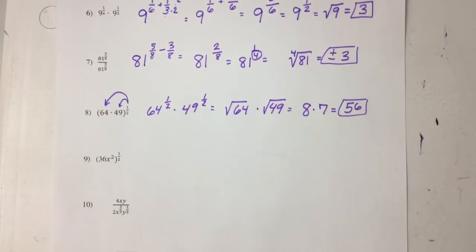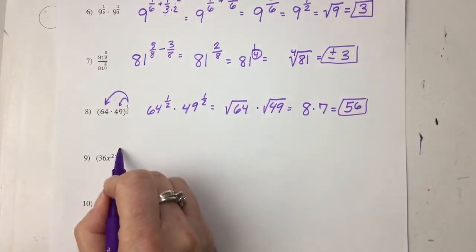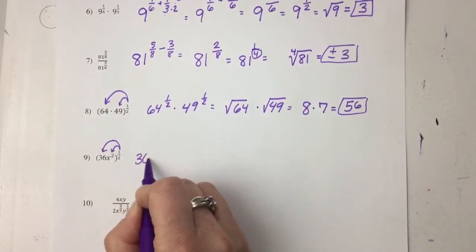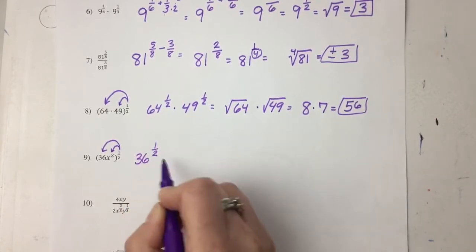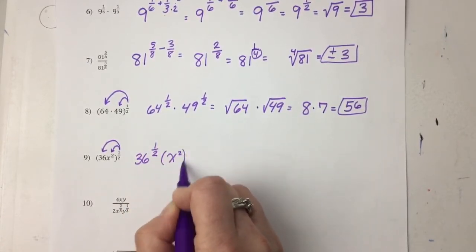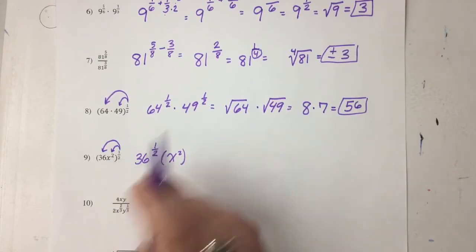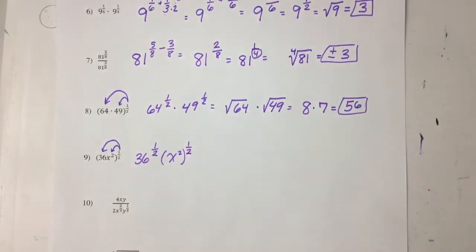Now we're on to number 9, almost double digits. This 1/2 has to go to everything. So 36 gets a power of 1/2. Now x already has an exponent, okay? So it has x squared. That's what it is here. We gave it another exponent. Okay, so this one's a little bit trickier.